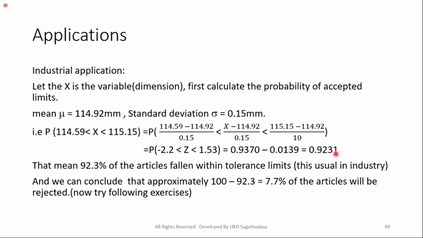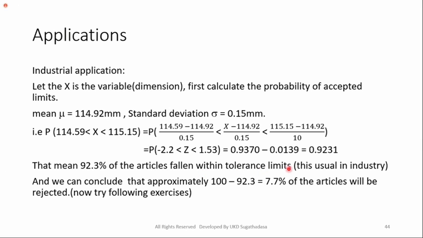We are asking the percentage. If you convert 9231 to percentage, how much? 92.3, no, 2 decimal places, 1 decimal place, 92.3%. Now you can see that 92% of the articles fall within the tolerance limit. That means 92% of the articles will fall within the tolerance limit.